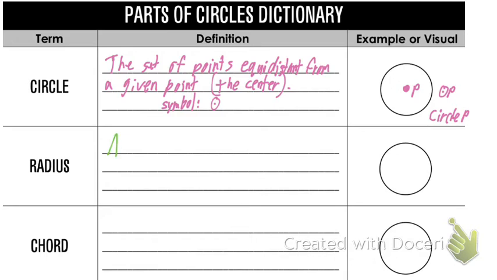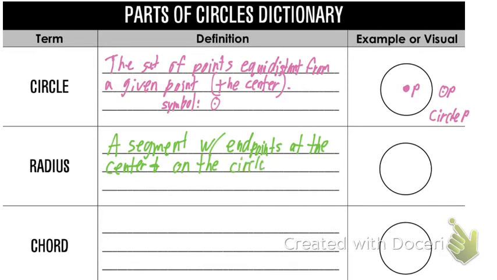So a radius, we're going to define it as a segment, a line segment, w/, which means with, maybe you've seen it before, maybe you haven't, with endpoints at the center and on the circle. So one endpoint's at the center, and one endpoint is somewhere on the circle.